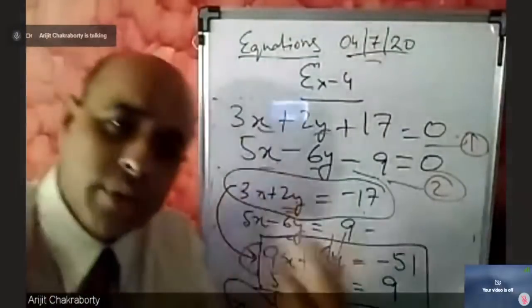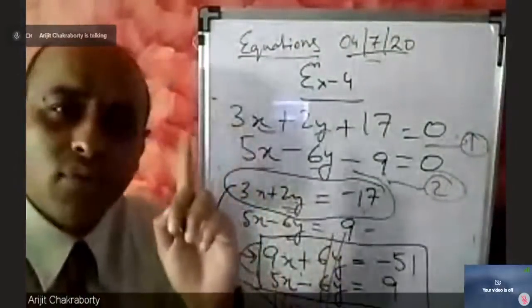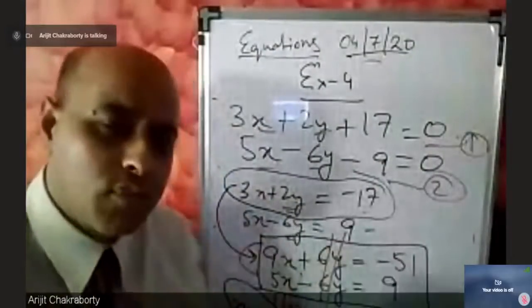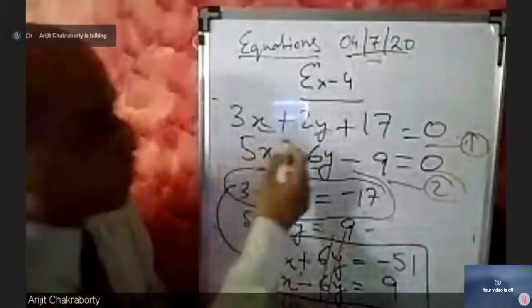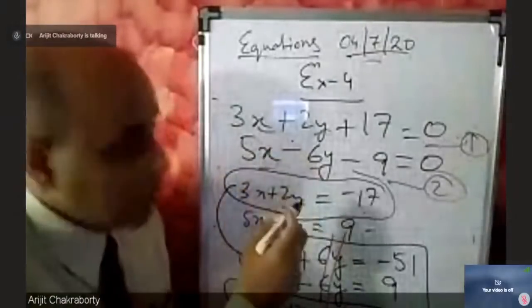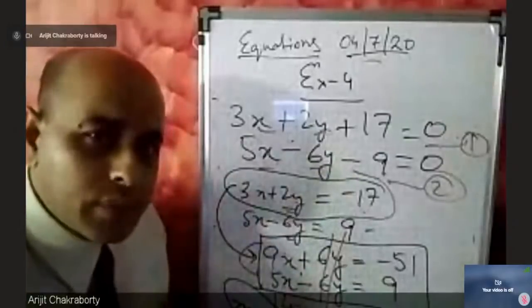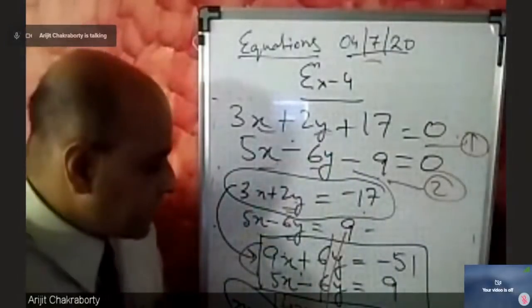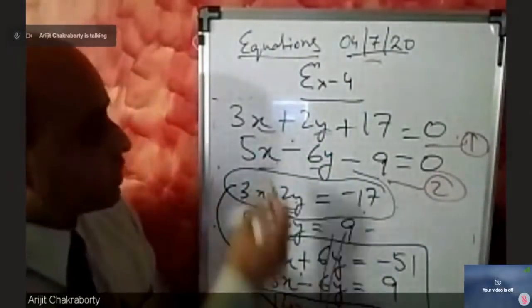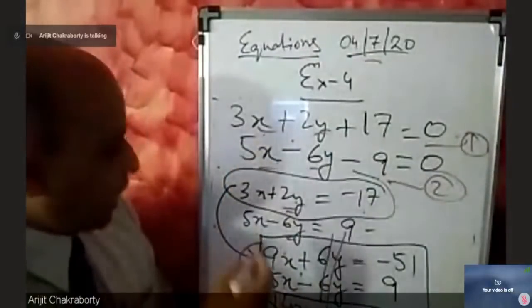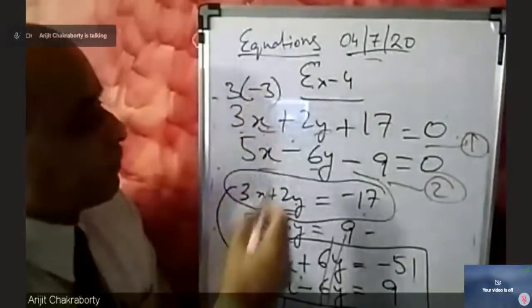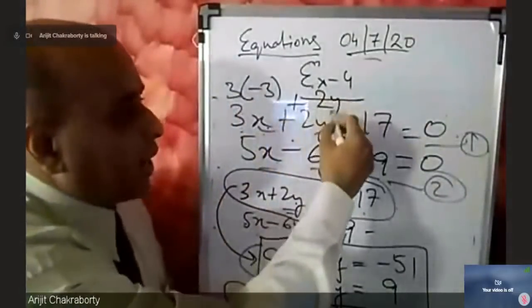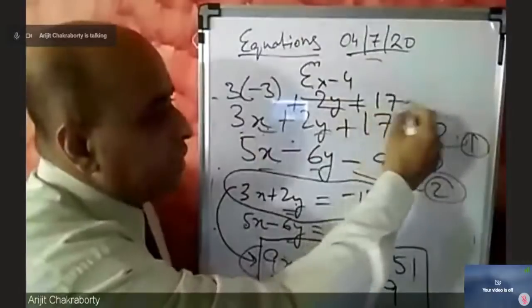So what to do next? You have to find the value of y. How would you find the value of y? Simply by substitution. So let us go back to the original example, the equations we had. X is equal to minus 3. Now we put this in this equation. So we are having 3 into minus 3, so 3 into minus 3 plus 2y plus 17 equal to 0.